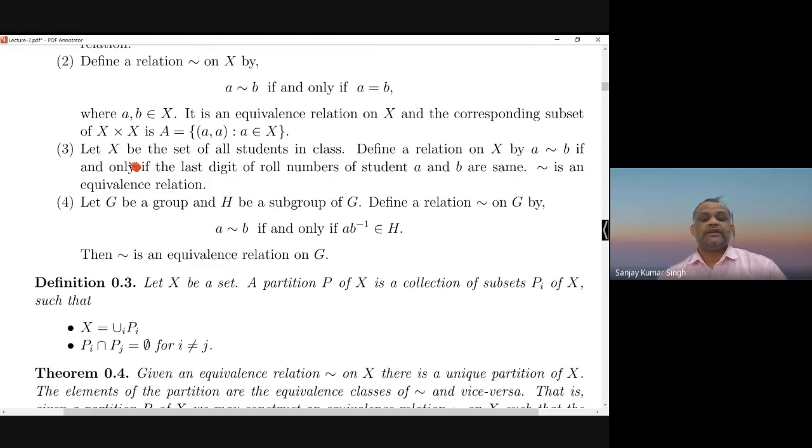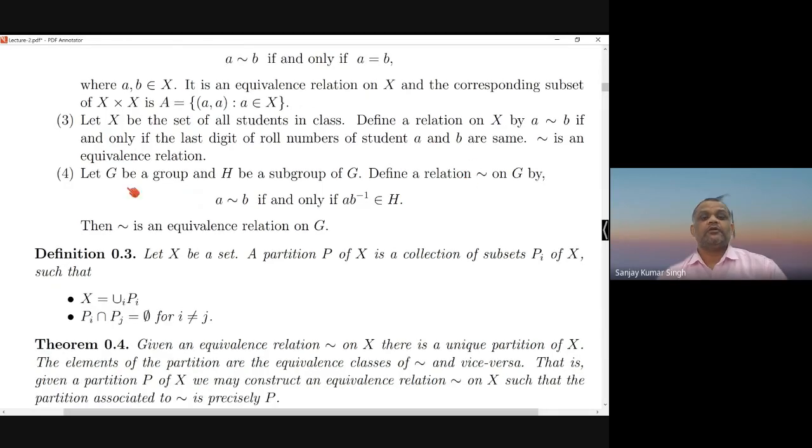Similarly, I can define a new relation on a set of all students. Any question? Okay. So let X be the set of all students in the class. Then I can define a relation on this set X by saying that A is related to B if and only if the last digit of roll numbers of student A and B are same. And again, you can check that actually this is an equivalence relation.